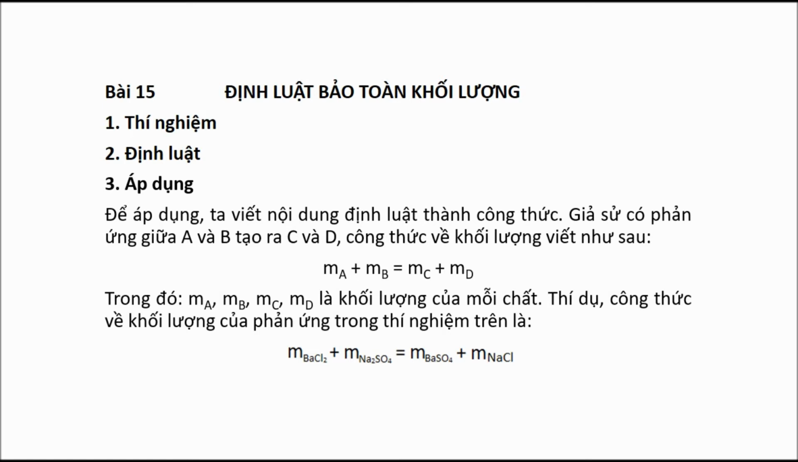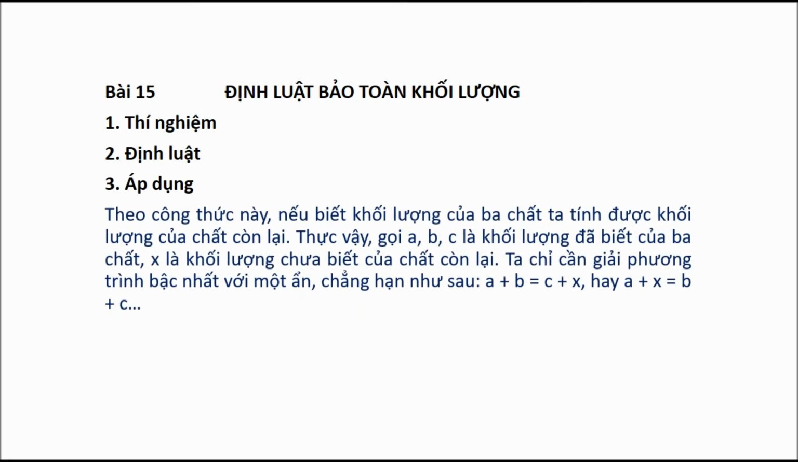For example, the mass formula of the reaction in the above experiment is mBaCl2 plus mNa2SO4 equals mBaSO4 plus mNaCl. In this formula, if the mass of three substances is known, the mass of the fourth substance can be calculated. Indeed, assume that A, B, C are the given mass of three substances. X is the unknown mass of the remaining substance. Here we solve the first order equation with one variable, such as A plus B equals C plus X, or A plus X equals B plus C.